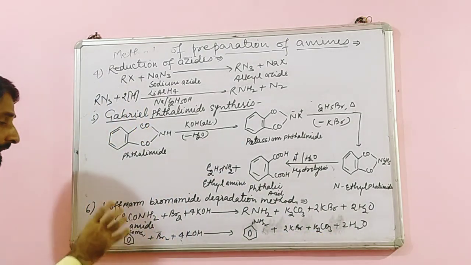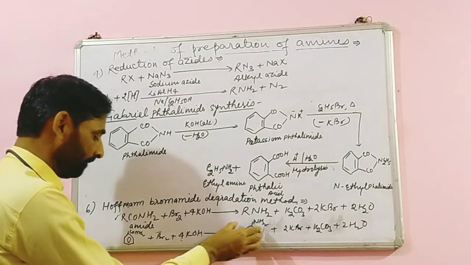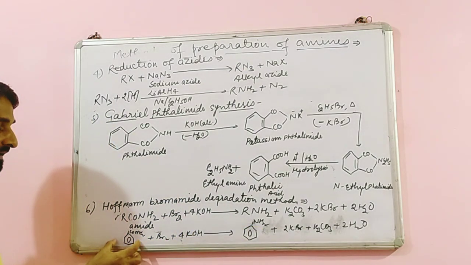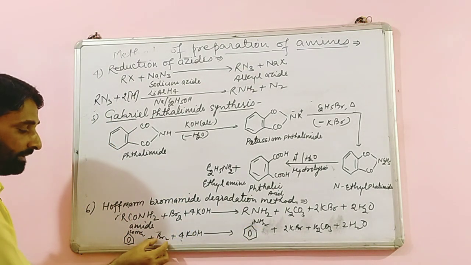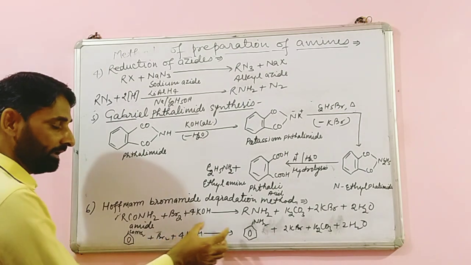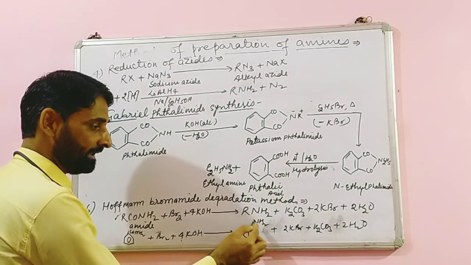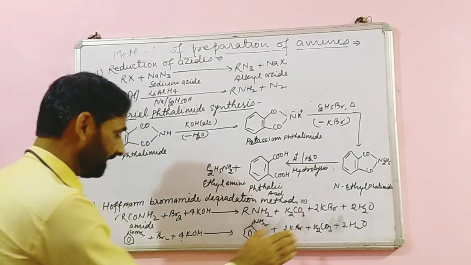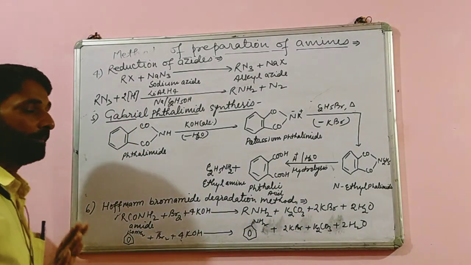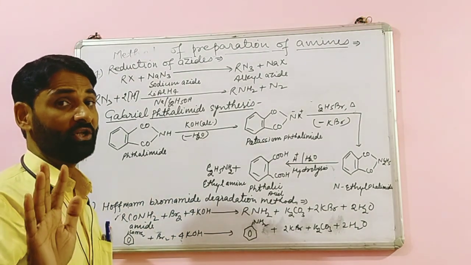So if we want to form the aniline, then this is the benzamide. If benzamide reacts with bromine and 4KOH, then produce the aniline, benzene ring NH2. This is aniline and 2KBr, and this reaction is known as the Hofmann bromamide degradation reaction.